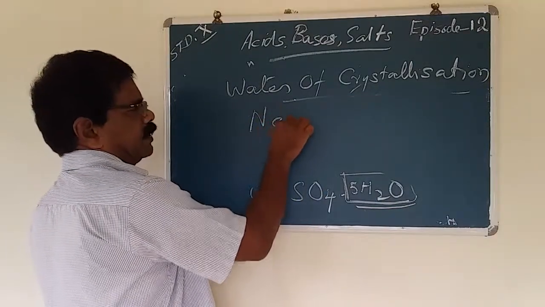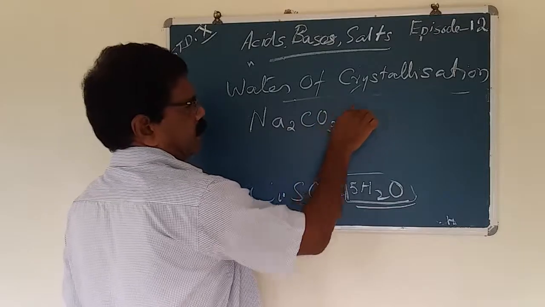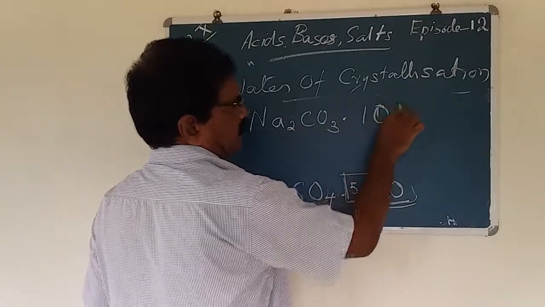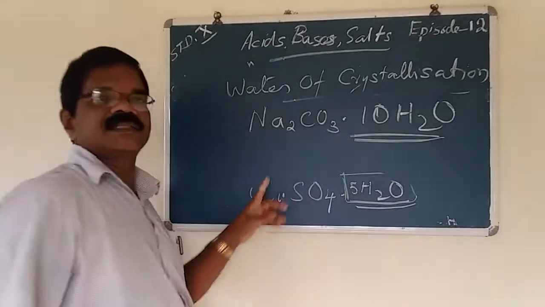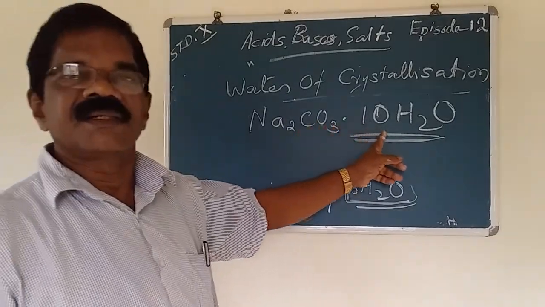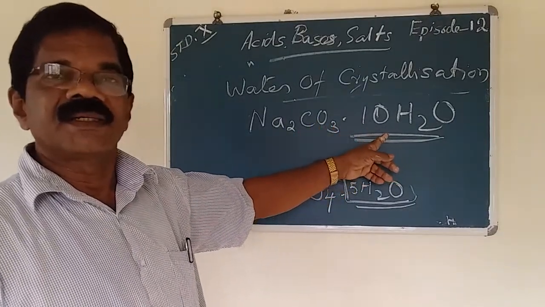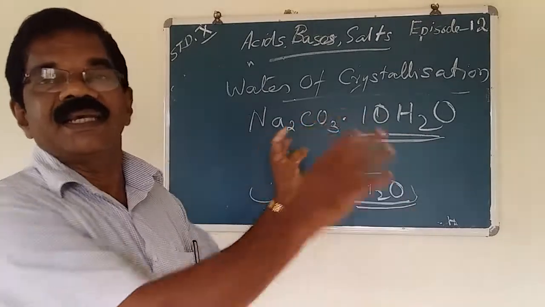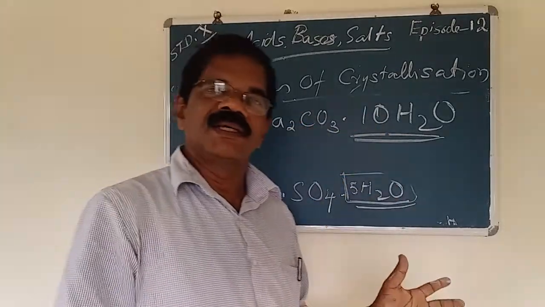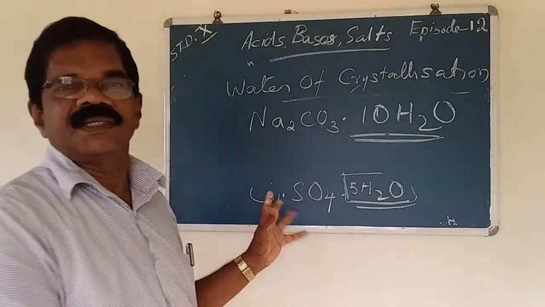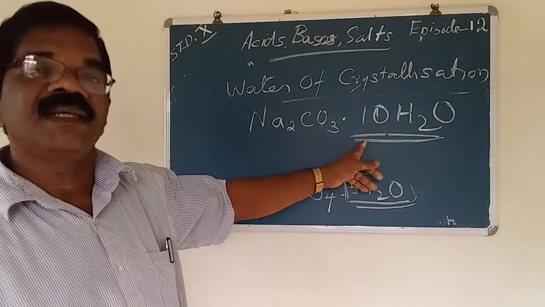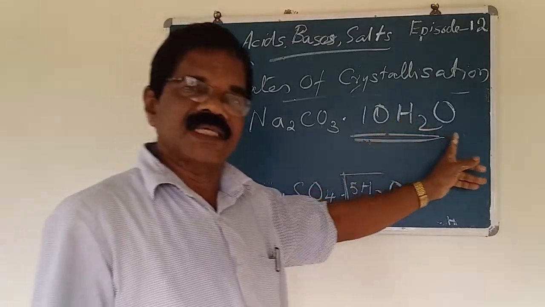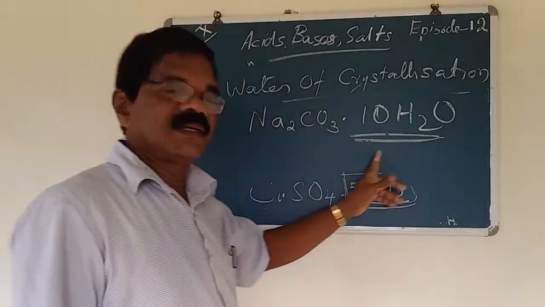Sodium carbonate, Na2CO3 10H2O. Here 10H2O is known as the water of crystallization. It is chemically attached. It is not a separate form. It is chemically bonded to the salt. But on heating, the water molecule escapes to the atmosphere.